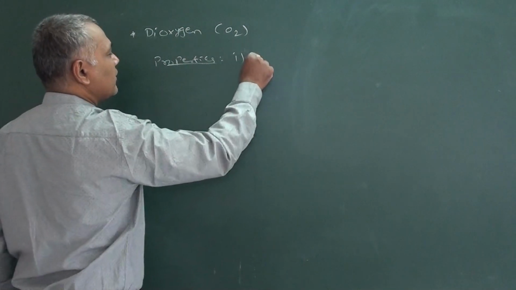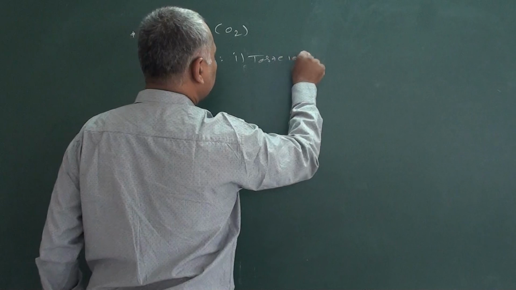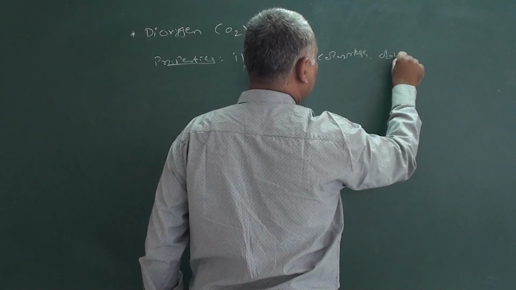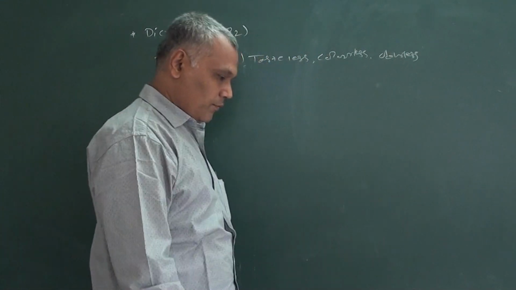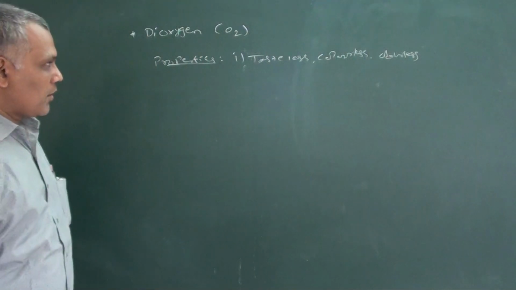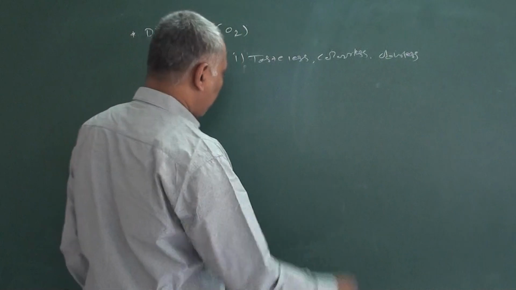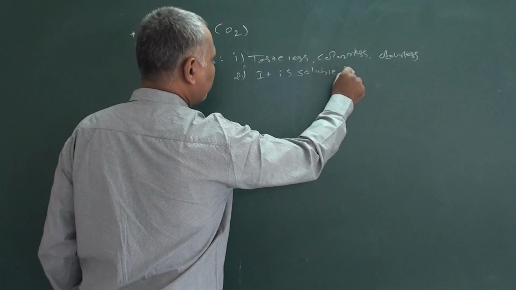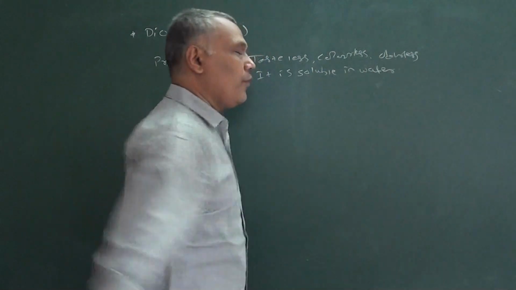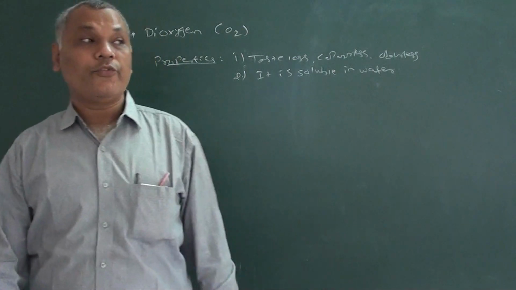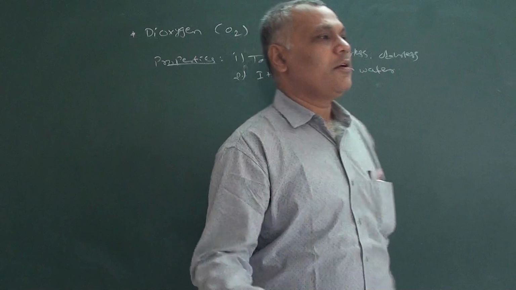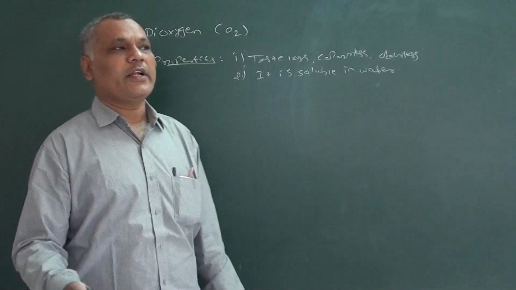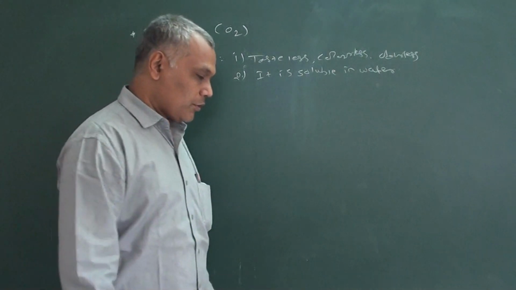Now again the first one. It's tasteless, colorless, odorless. We know it. That is the common property. Second thing, it is soluble in water. We know that oxygen is soluble in water. You can see that aquatic animals or plants all get their oxygen through the dissolved oxygen present in the water. Right? So it's soluble in water.